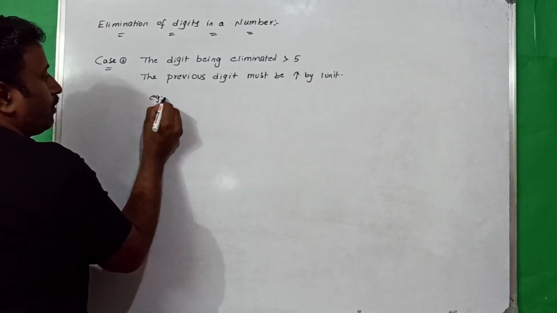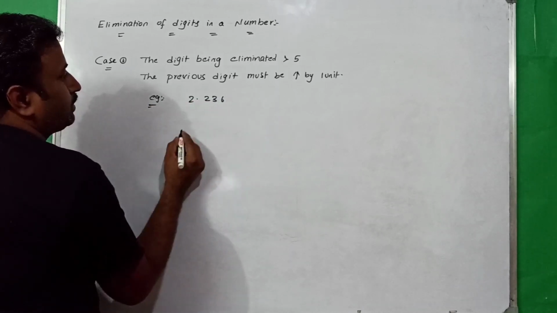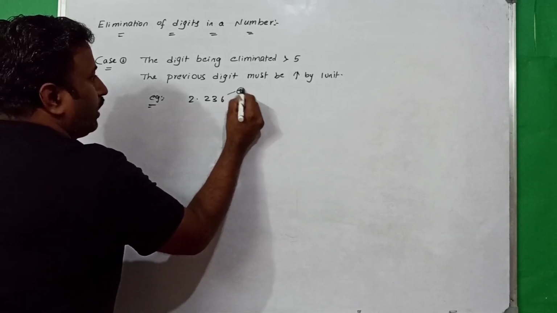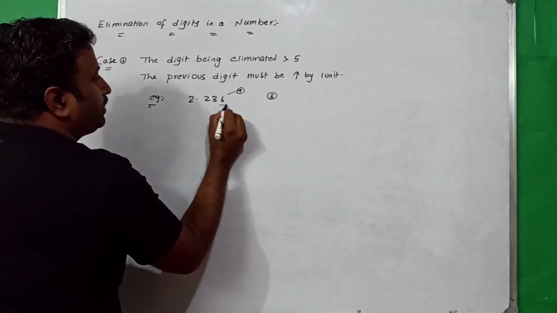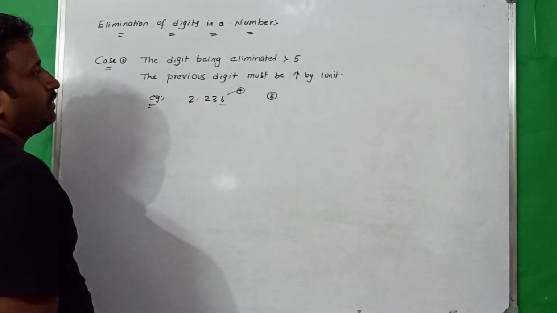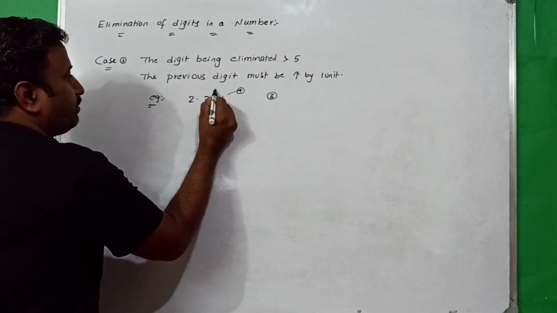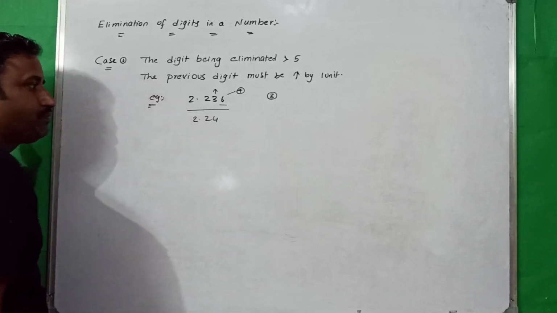Example, so 2.236. Here 4 significant figures are there. I asked to write this in 3 significant figures. Then we should eliminate 6. 6 is greater than 5. The previous digit must be raised by 1 unit. So answer is 2.24.